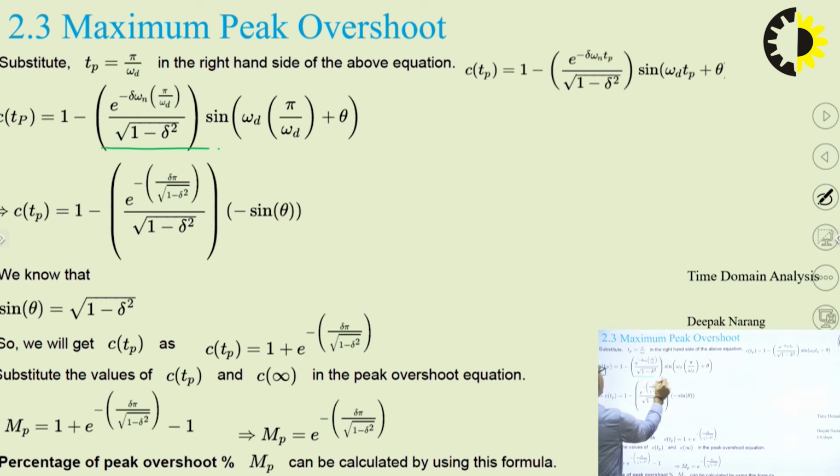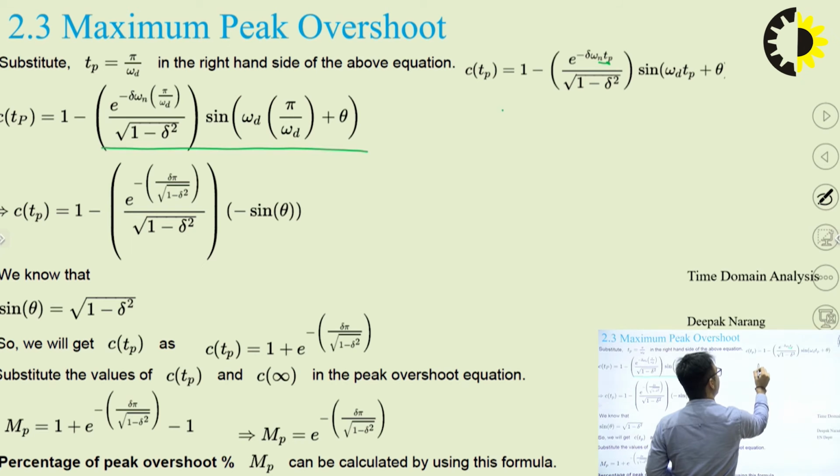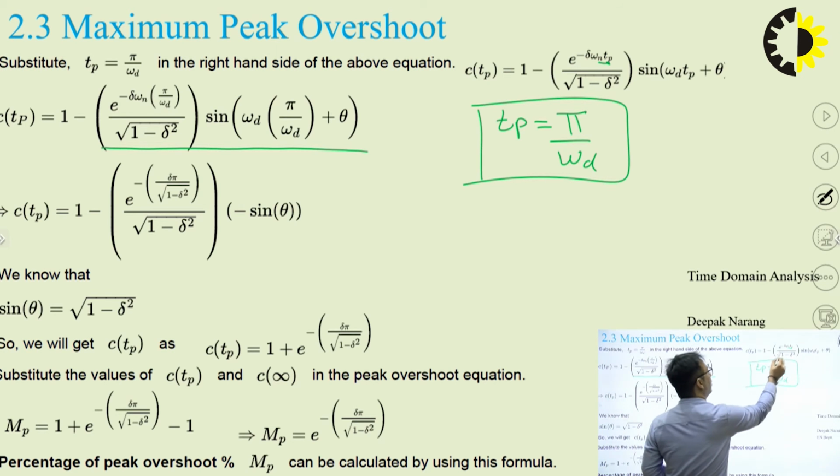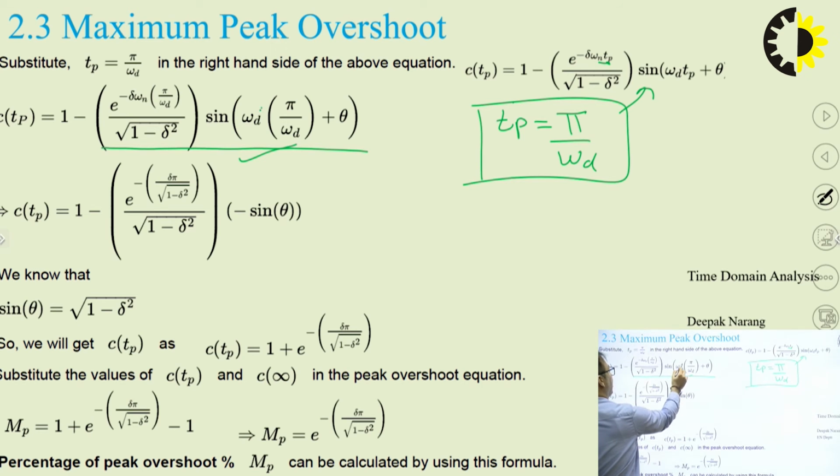CTP, this is the value of the time response, just replacing TP with pi upon omega d. As we know, we have already defined peak time as equal to pi upon omega d. Just replacing TP with this value in this equation, we get this part. So omega cancels out with omega d.